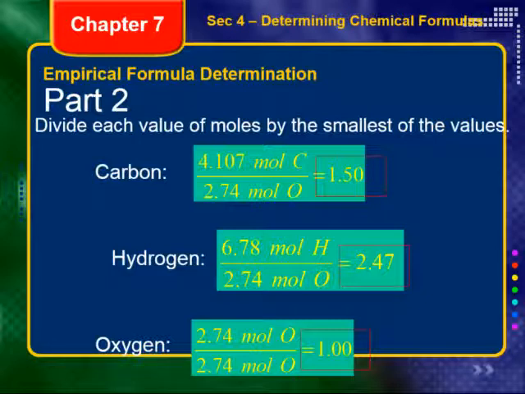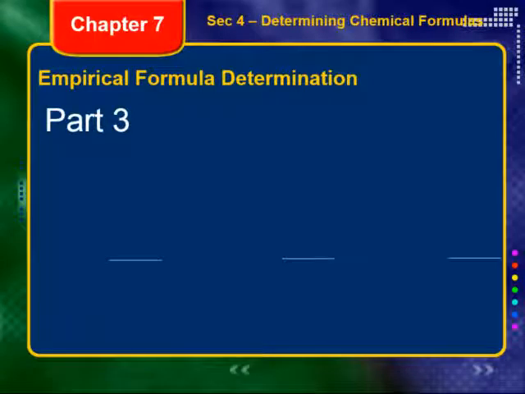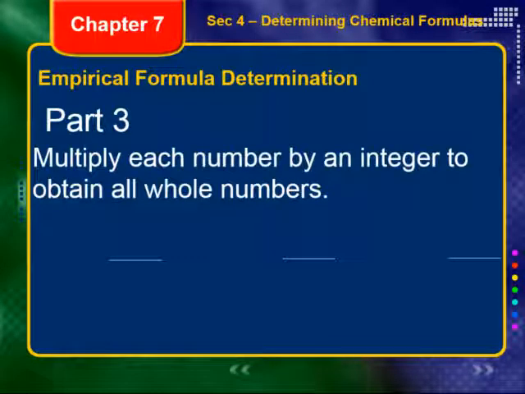Okay, so this is where I'm getting these small values that are based on moles divided by moles, always dividing by the smallest molar value. Then I'm going to multiply each number by an integer to obtain whole numbers. Now here's the thing. Starting off, I do not know what that integer is. I'm going to have to do a little bit of guess and check. As you do more and more practice, this will get easier. But I'm essentially going to do guess and check until I get whole numbers for all 3 values.